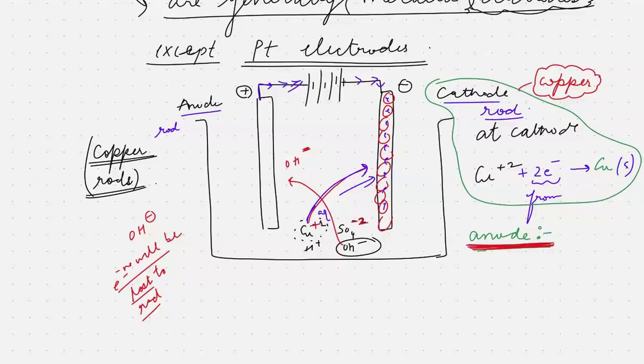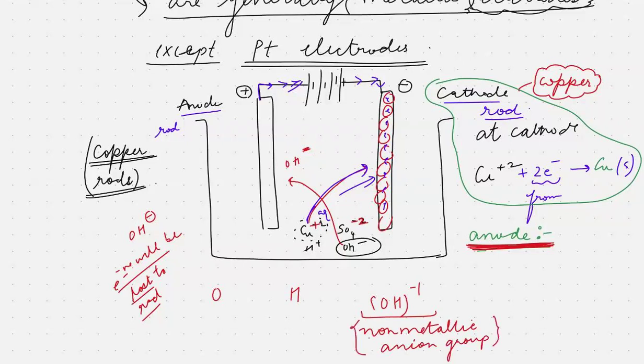O is a non-metal, H is a non-metal. So OH minus is basically a non-metallic anionic group. Got the point? So when it is a non-metallic anionic group, what does that mean?